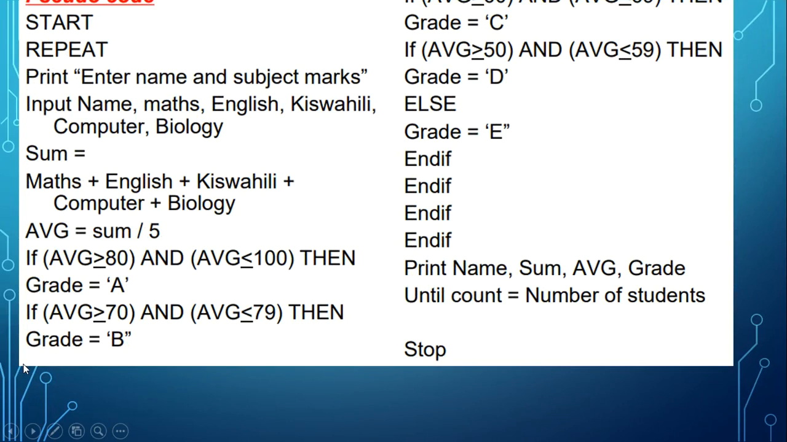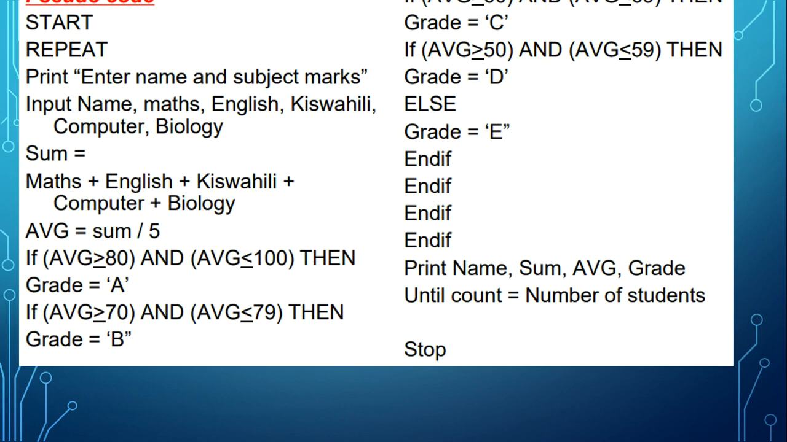So let's look at the pseudocode for that. Here we introduce the term repeat, showing there is looping. So repeat, print, enter name and subject marks, input name, maths, English, Swahili, computer, biology. Then what is the sum? The sum is the addition of the 5 subjects. You will put all the subjects there. Then average is the sum divided by 5.